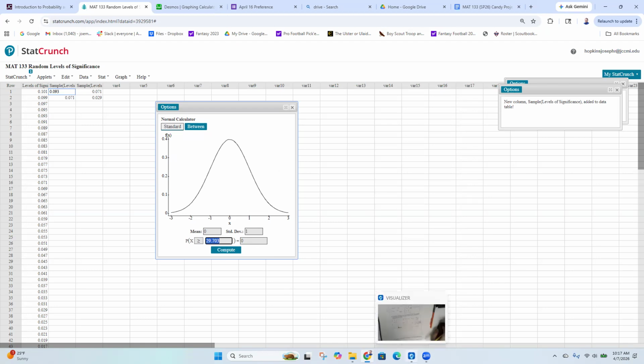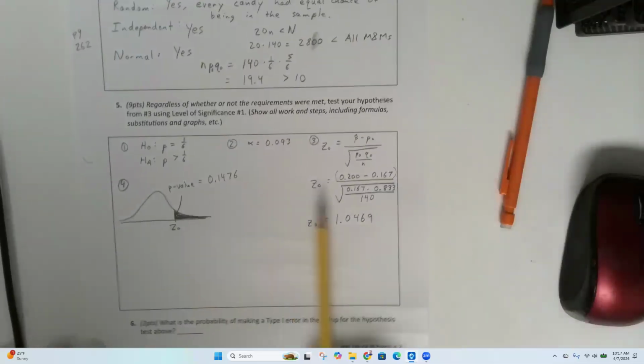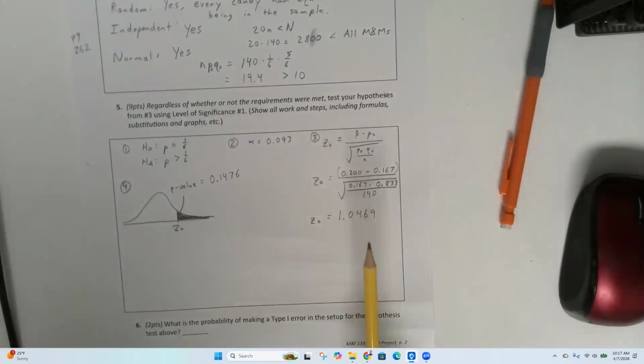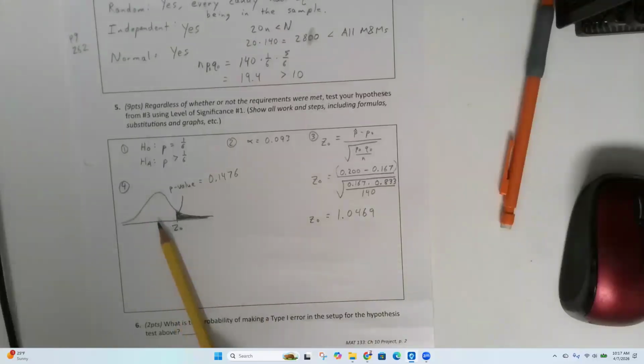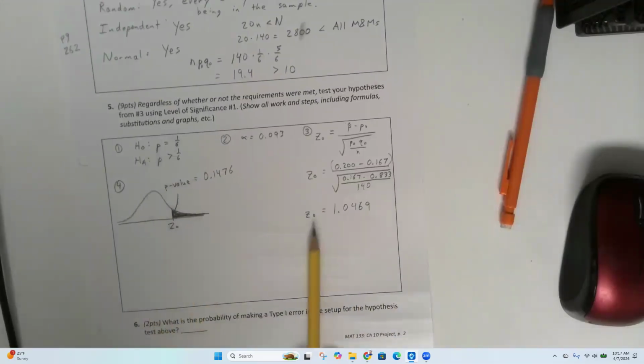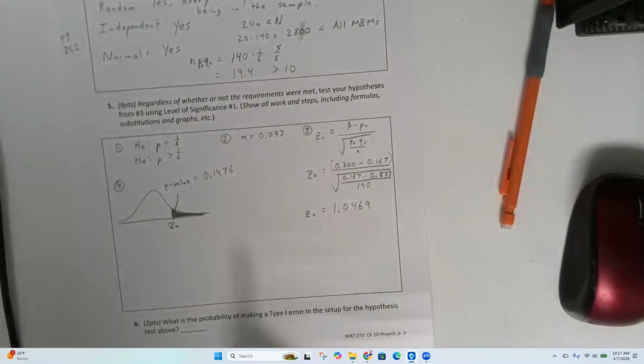Now, if you're still confused, there are two ways that you can do this hypothesis testing. The way I'm doing it right now is using the calculator. I used the normal calculator, stat calculators normal, to get my p-value. Now I'm going to finish the problem, and then I'll show you how to do it a different way using StatCrunch, instead of using the calculators. Either way is fine. We'll come back to this in a second.